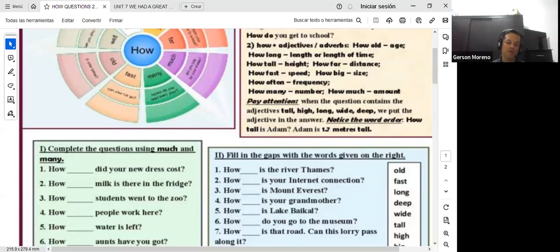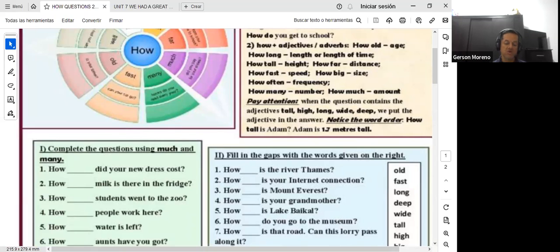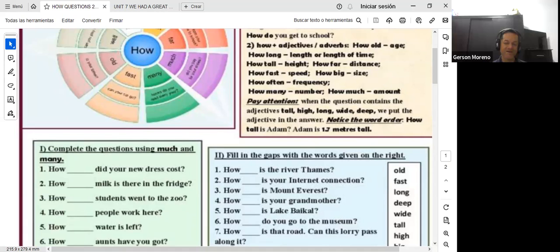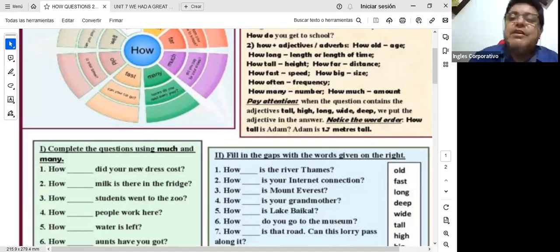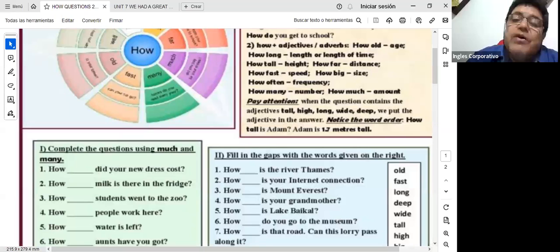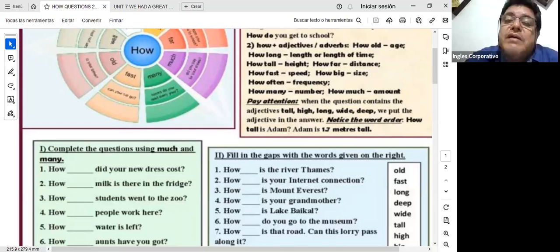2 cups of sugar, three cups of sugar is similar. It's countable. You say spoon, cup. For example, spoon. Remember, spoons. For example, how many spoons of sugar do you want in your coffee? 2 spoons, 2 or 3. Or for example, you say how many bags of sugar? 2 bags, 3 bags. It's the same. Okay, remember one thing.